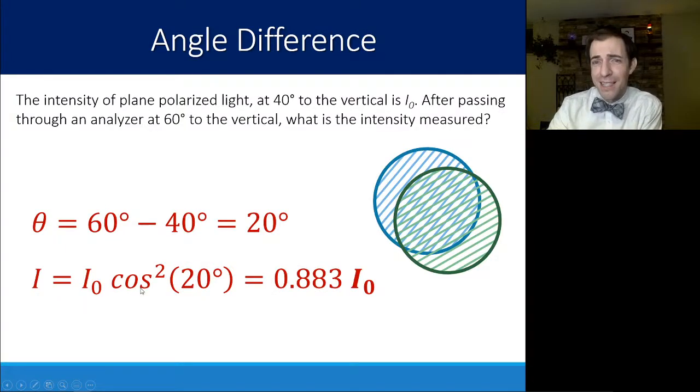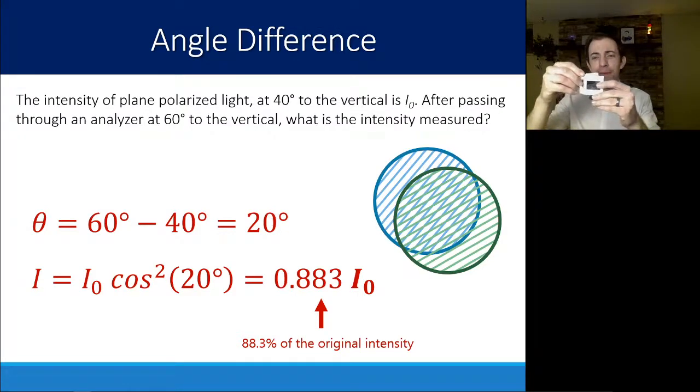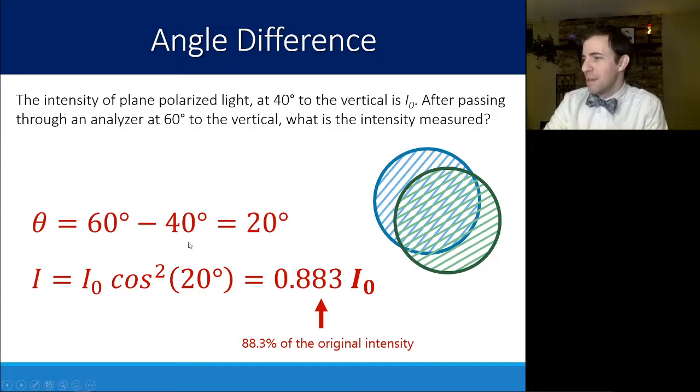I naught times the cosine squared of 20 is 0.883 times I naught. So cosine squared of 20 is basically giving you 88.3% of that original intensity. This equation makes sense as well if this is perfectly perpendicular. From one to the next, we would have an angle difference of 90 degrees, and the cosine of 90 degrees is always going to give you 0. So that will basically mean that your intensity is fully cut off, that there is no light that makes it through if it's a 90-degree angle.